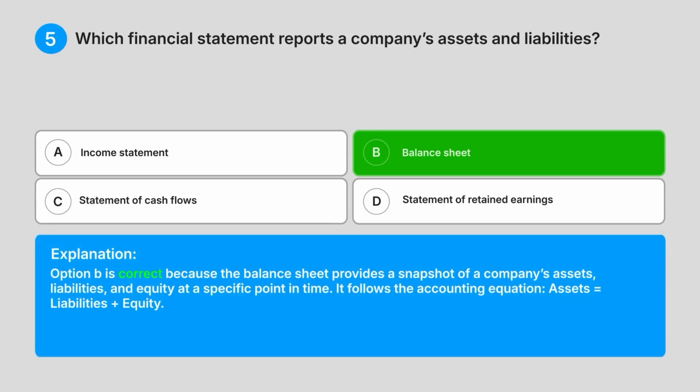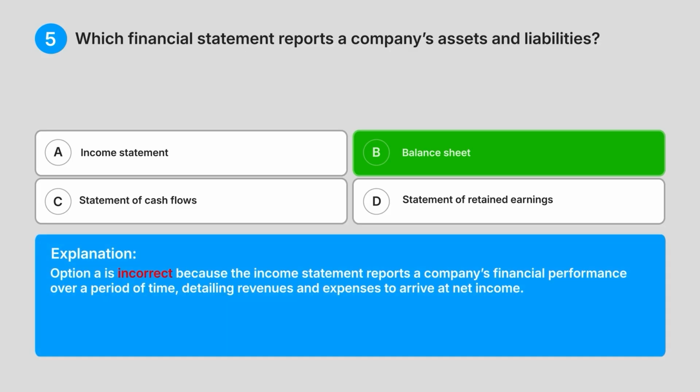Explanation. Option B is correct because the balance sheet provides a snapshot of a company's assets, liabilities, and equity at a specific point in time. It follows the accounting equation: assets equal liabilities plus equity.